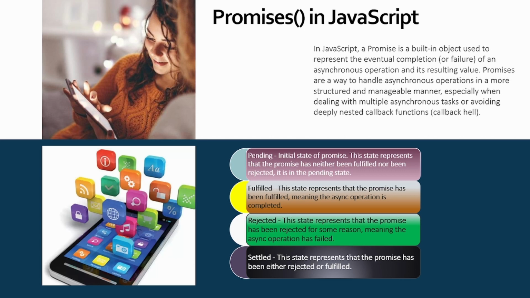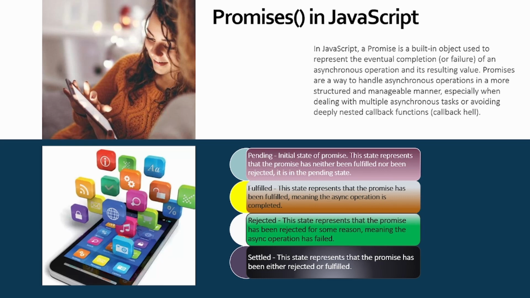And it will have 4 stages or states, like pending, which is the initial state of promise. The state represents that the promise has neither been fulfilled nor been rejected. It is in the pending state. Fulfilled, the state represents that the promise has been fulfilled, meaning the async operation is completed. Rejected, as the name suggests, this state represents that the promise has been rejected for some reason, meaning the async operation has failed. And the settled, this state represents that the promise has been either rejected or fulfilled.